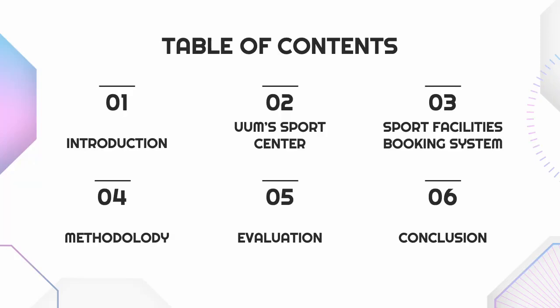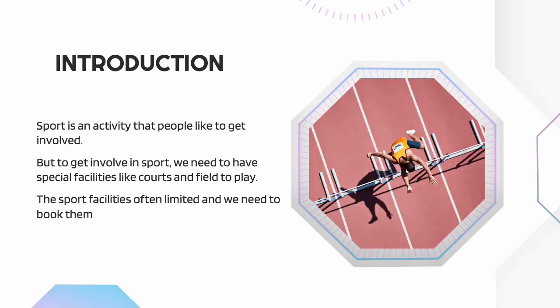And this is the table of contents for my presentation. I have 6 items that I'm going to talk about. First one is about introduction. Second one is about the Sport Center. Third is about sport facilities booking system. And fourth is about the methodology that we use to develop the system. And the fifth is about the evaluation that we already did to test and to make sure that the system works as we planned. And finally, the conclusion. Let's move to our first slide, which is about the introduction.